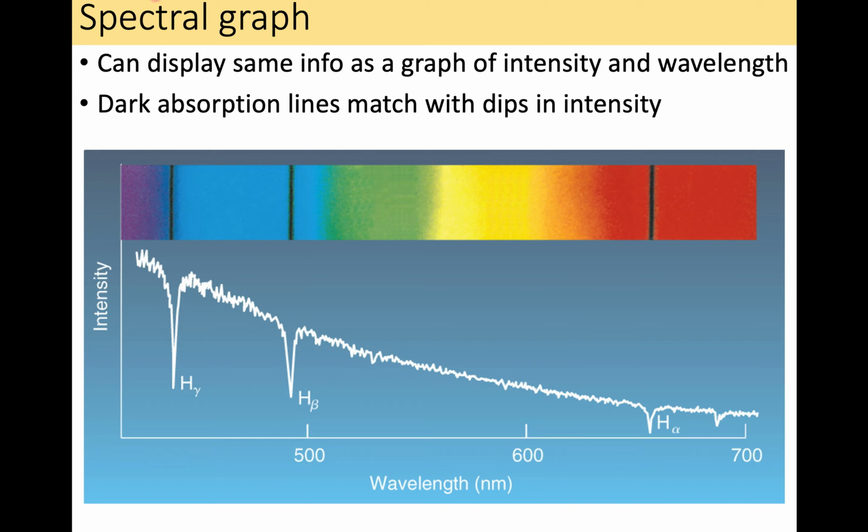We can also see this information in a graph. So in the same way that we can see on the emission and absorption spectras, the rainbow bar, we can also see this information in terms of a graph. So where you see a dip in the intensity, that is corresponding to the wavelength that is no longer present because the gas that this light traveled through absorbed that specific wavelength.